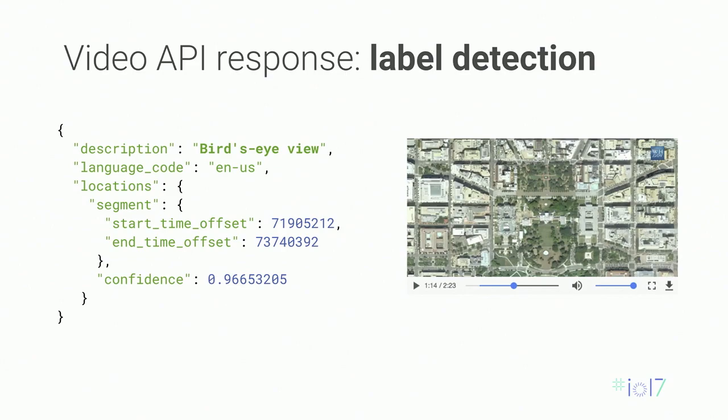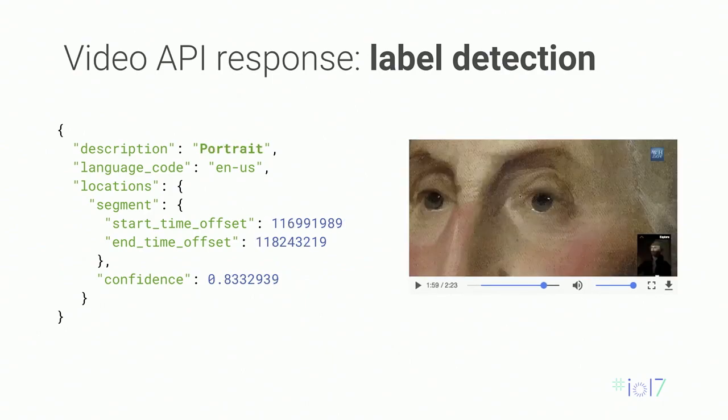Here's what the JSON response looks like for label detection. So we can see in this video there's a scene with a bird's eye view. It tells us what the label is, bird's eye view. We get the start and end time of this label in microseconds. And if this label appeared in more than one scene, there would be multiple segment objects there. And we also get a confidence score. It's 96% confident that it's identified this correctly. Here's another one from the same video of a portrait label. We also get the start and end time for this label.